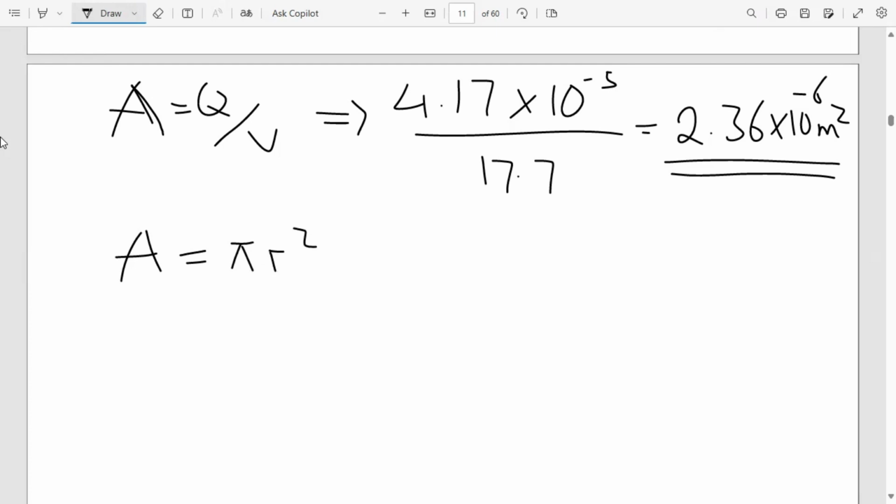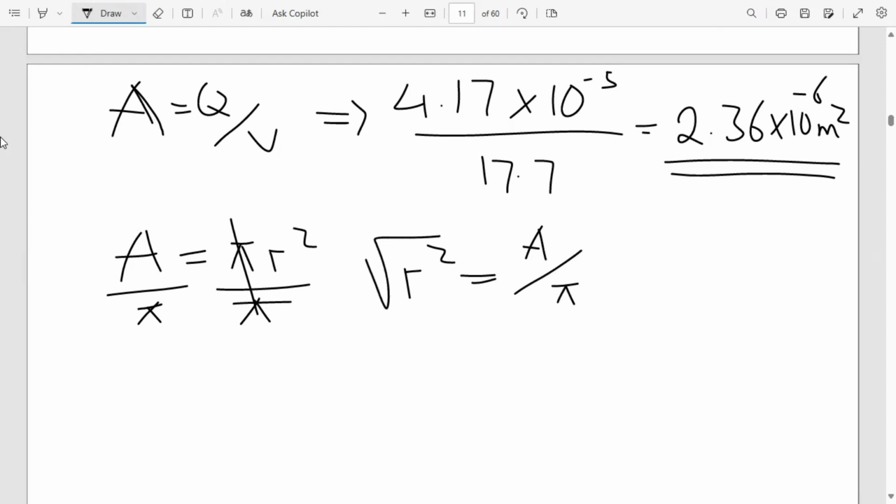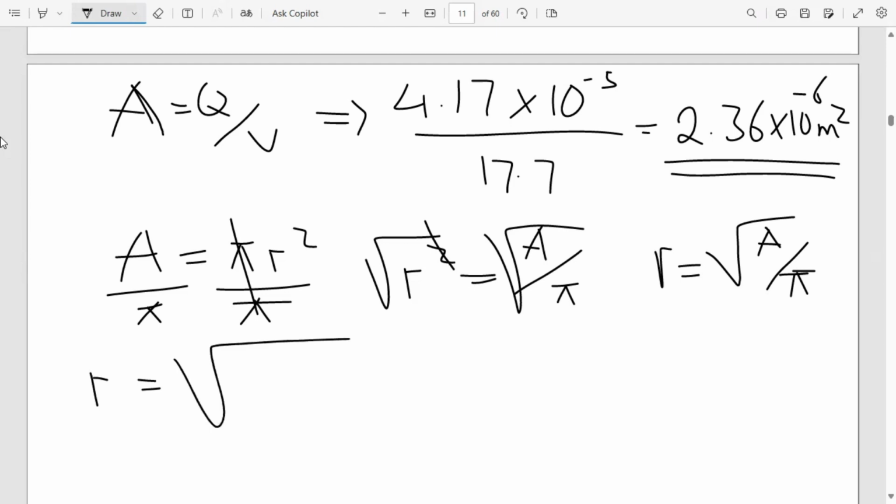So let's find the radius, making r the subject of the formula. I'll divide both sides by pi, which cancels out on the other side. I'm having r squared equal to the cross-sectional area divided by pi. Introduce the root sign on both sides to cancel out the square. So radius will be equal to the root of area over pi. This is how we're going to get our radius.